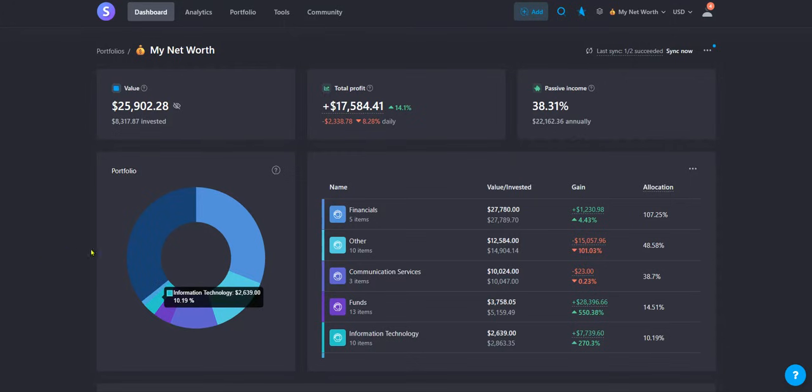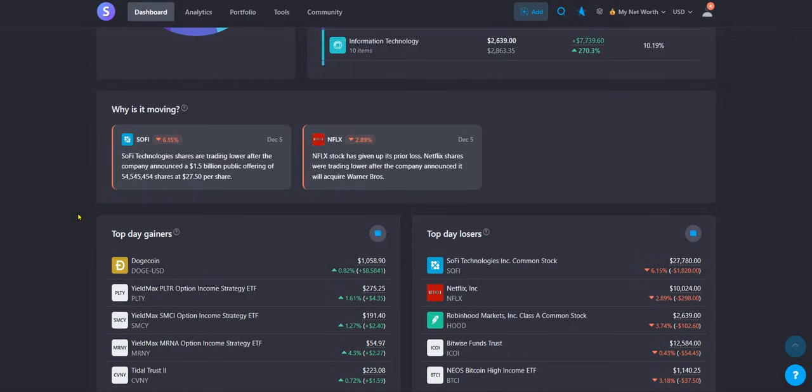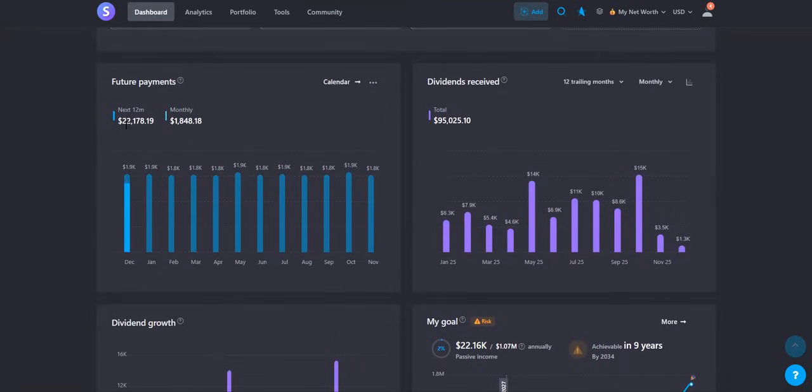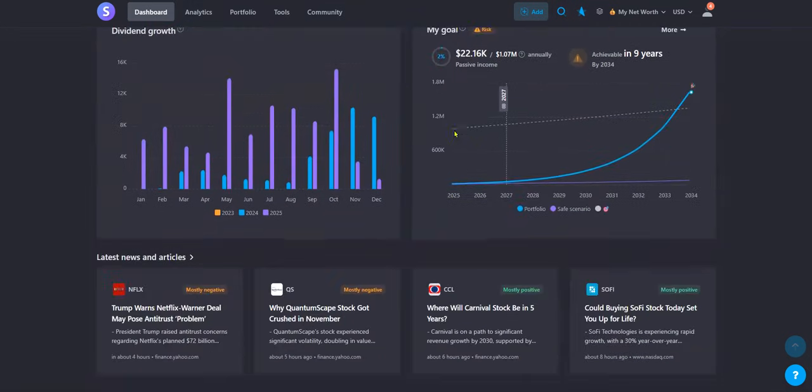All right, so here is Snowball Analytics. This was information that was given on December the 1st regarding SoFi and Netflix. It shows that my position should be getting about 22,000 over the next 12 months, averaging about 1848 per month. And it shows that I've got $95,025 in dividends total.